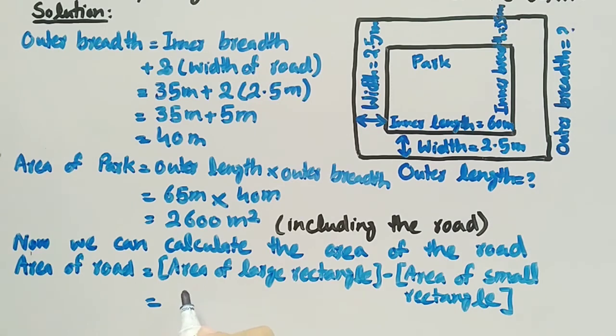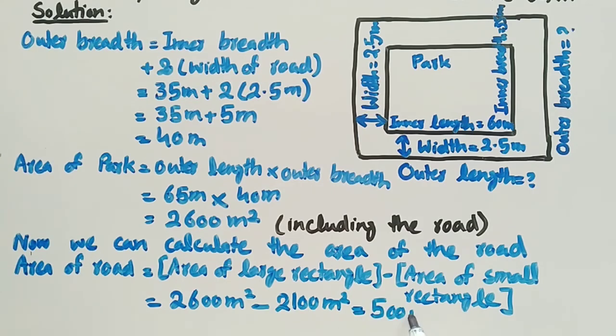The area of park including the road is 2600 meters square minus area of small rectangle, that is area of park excluding the road, and it is 2100 meters square. By subtracting these two, we get 500 meters square. So area of road is 500 meters square.